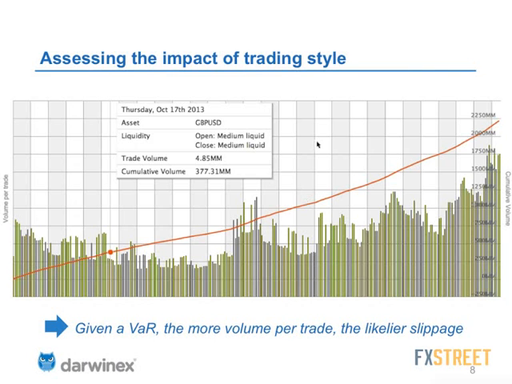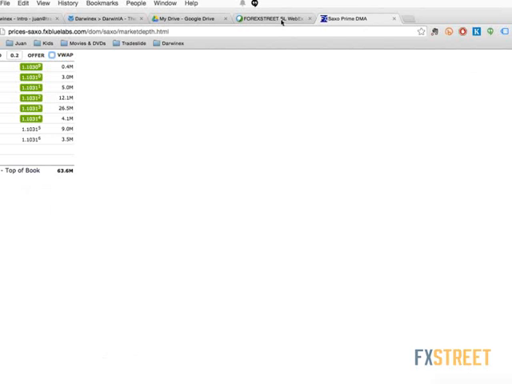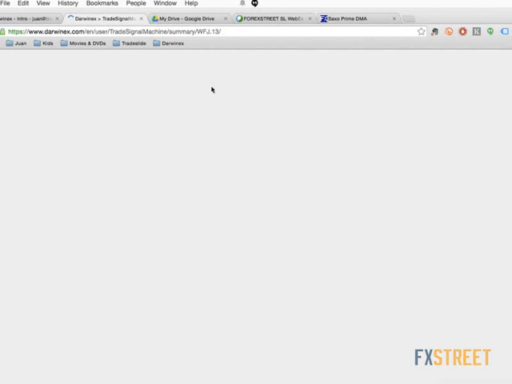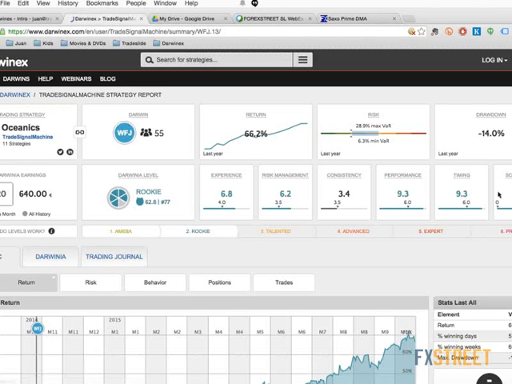So how do we look at this at Darwinex? Well, we have a bunch of grades in here. I'm just going to show you a couple of strategies, one of which is scalable and one which isn't so much. So I'm just going to look for an example of a scalable strategy. As you can see here, we're giving it a 9 out of 10.